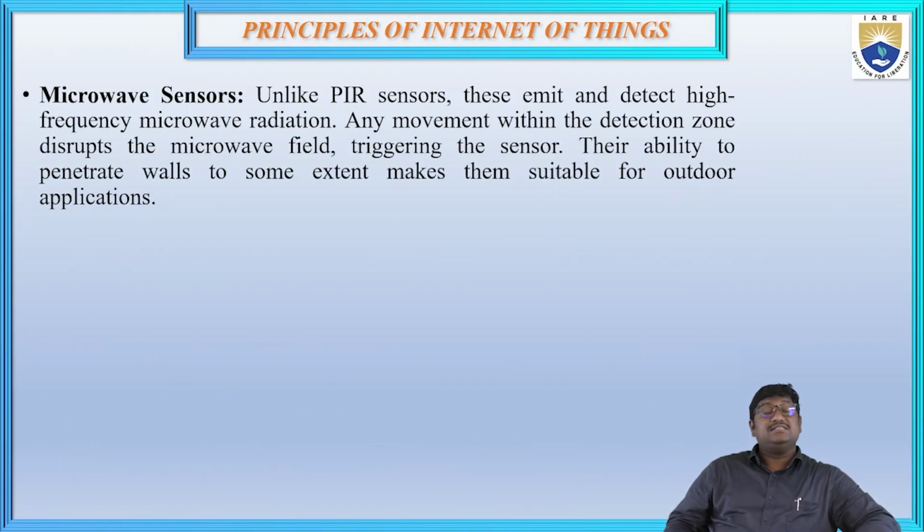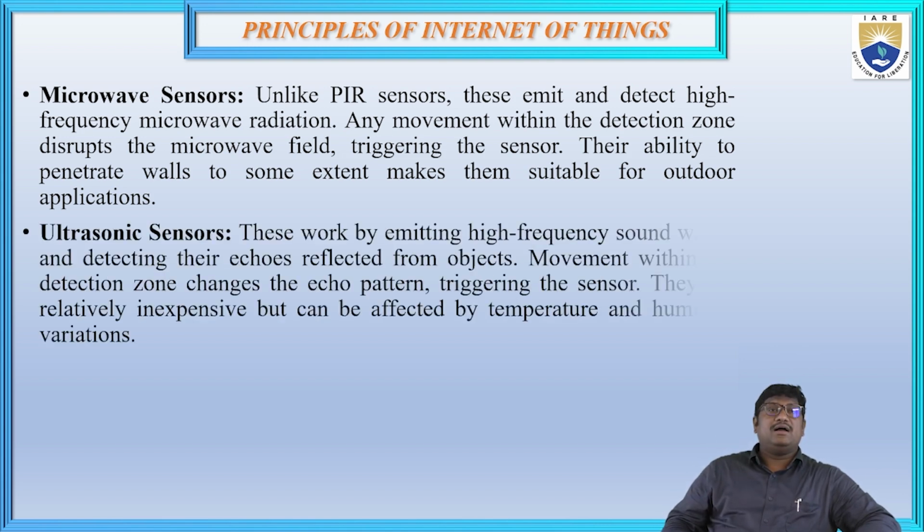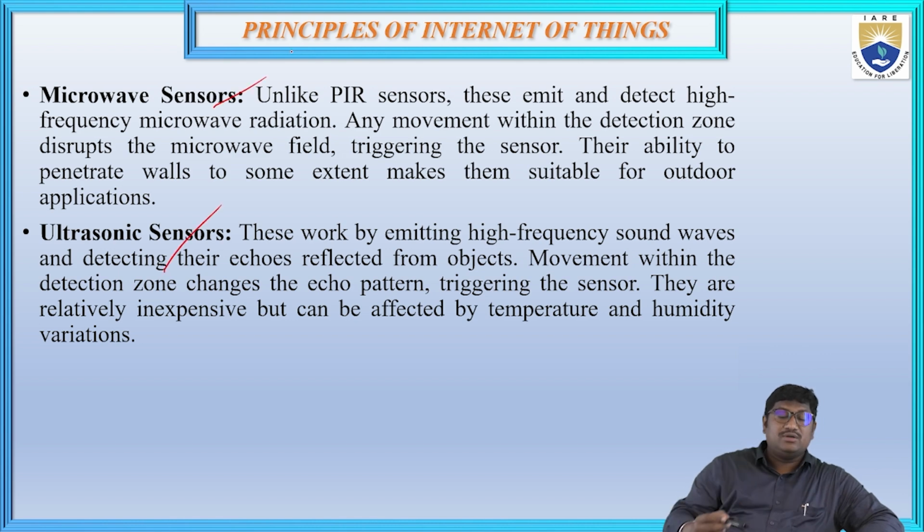And coming to the next one, microwave sensors. Unlike PIR sensors, these are going to emit and detect high frequency microwave radiation. Any kind of movement which is detected in the zone disrupts the microwave field, which triggers the sensors. The ability to penetrate walls to some extent makes them suitable for outdoor applications. Coming to the next one, ultrasonic sensors. These are going to work by emitting high frequency sound waves, which detect the echoes reflecting off objects. These movements within the detection zones are found when you compare the echo patterns.